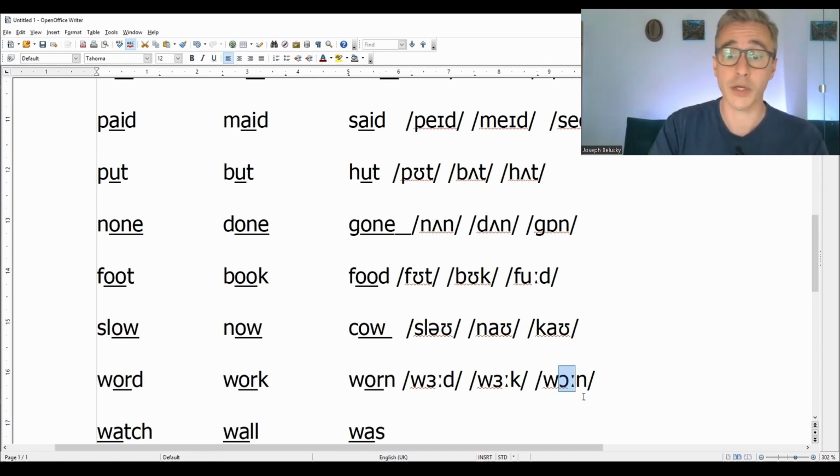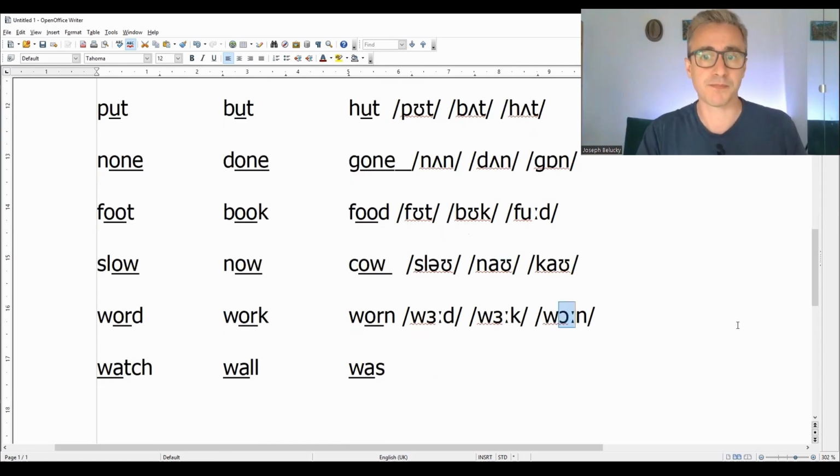Or, worn. So word, work, worn. So this is our odd one out. Okay, guys, finally, the last one. So let's see how you do. 3 words here, concentrating on the beginning of the words. Say them to yourselves, see if you can work out which is the odd one out.